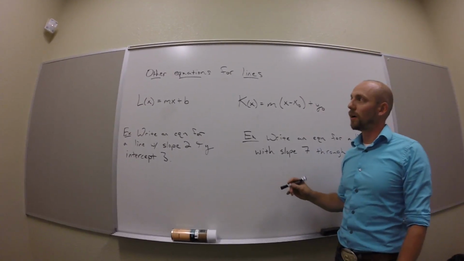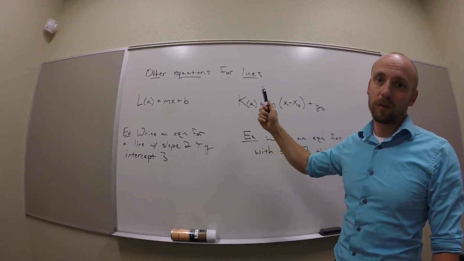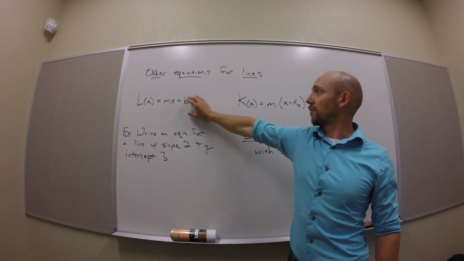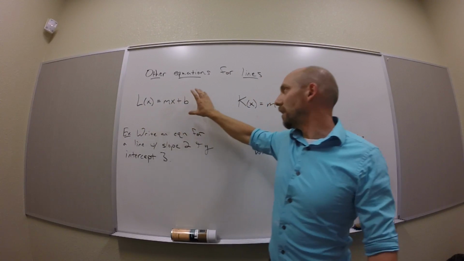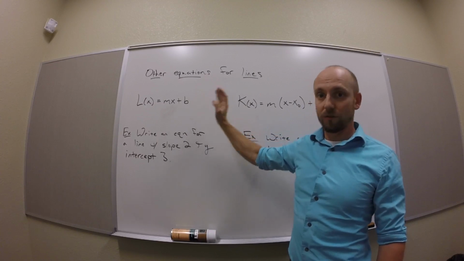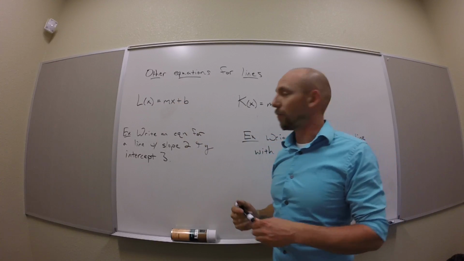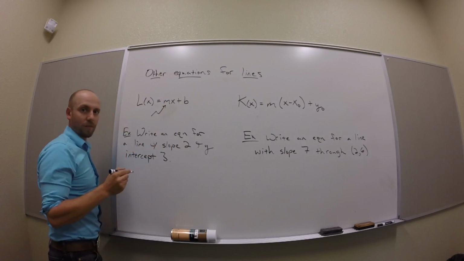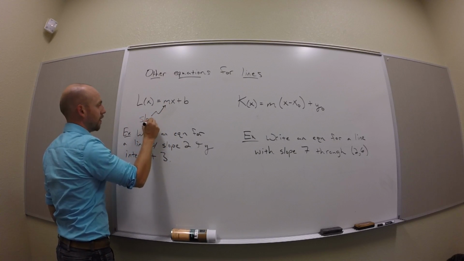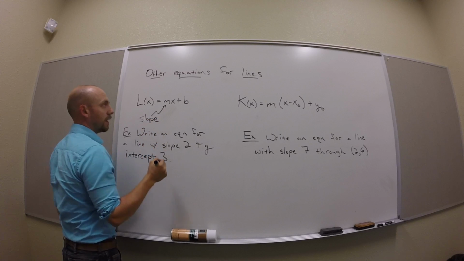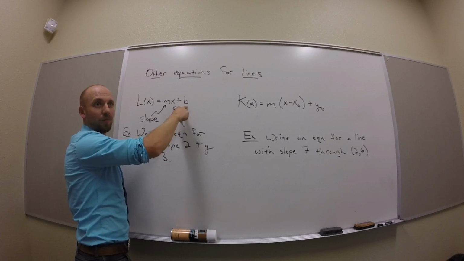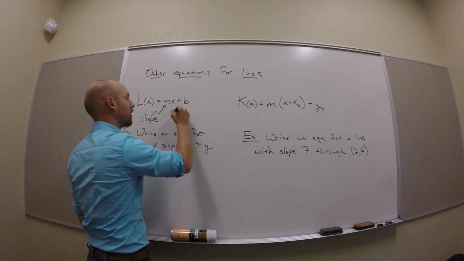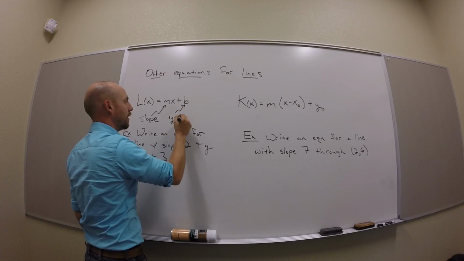Alright guys, so I need to give you a couple other equations for lines. And one of these is the classic, like, L of x, or y, right, is mx plus b. And I just want to go over that quick. You might remember from last time that that m here, that's a slope, right? And then this b, that's what I get when I plug 0 in. So that thing there is the y-intercept.